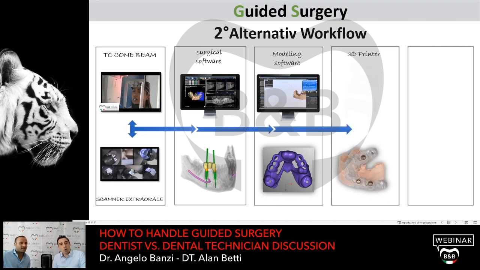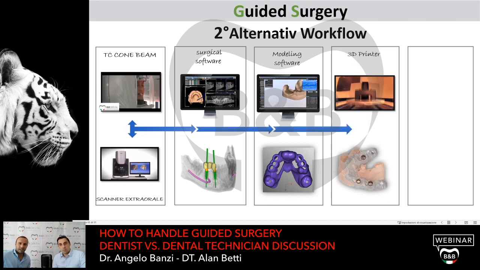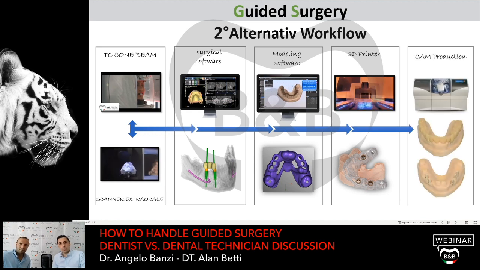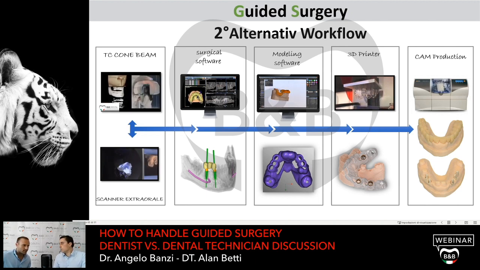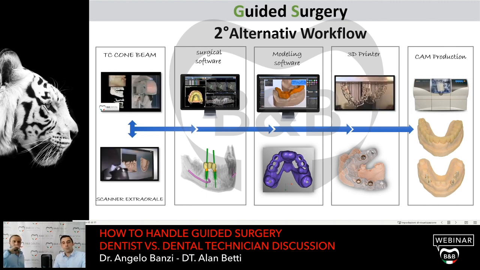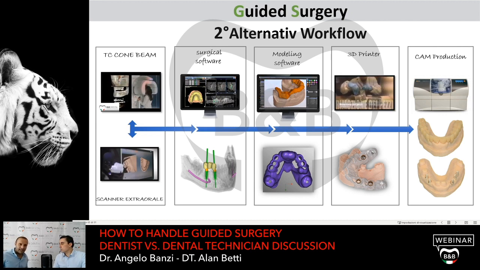And the model, if you want. With a 3D printer, you create the real surgical template, and with CAD production you create the prosthesis. Now, the only thing that is different again is the method we use to acquire the files.